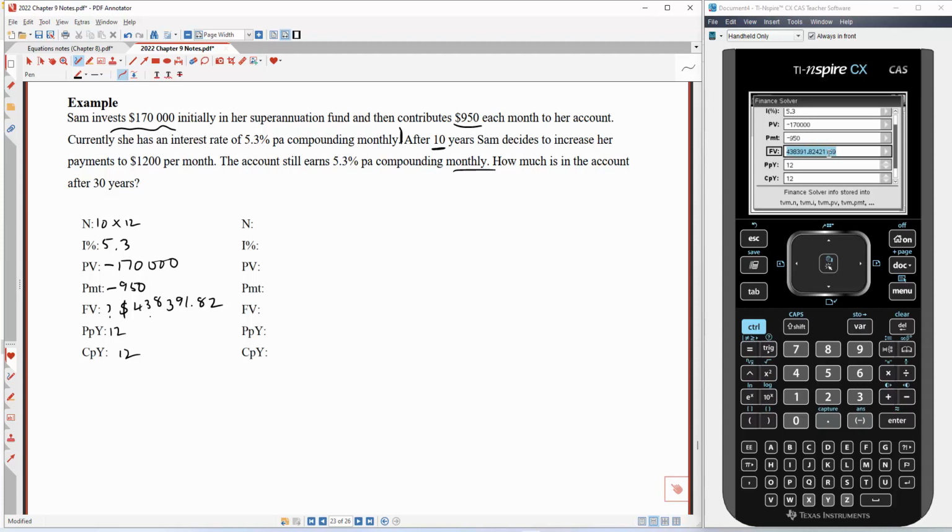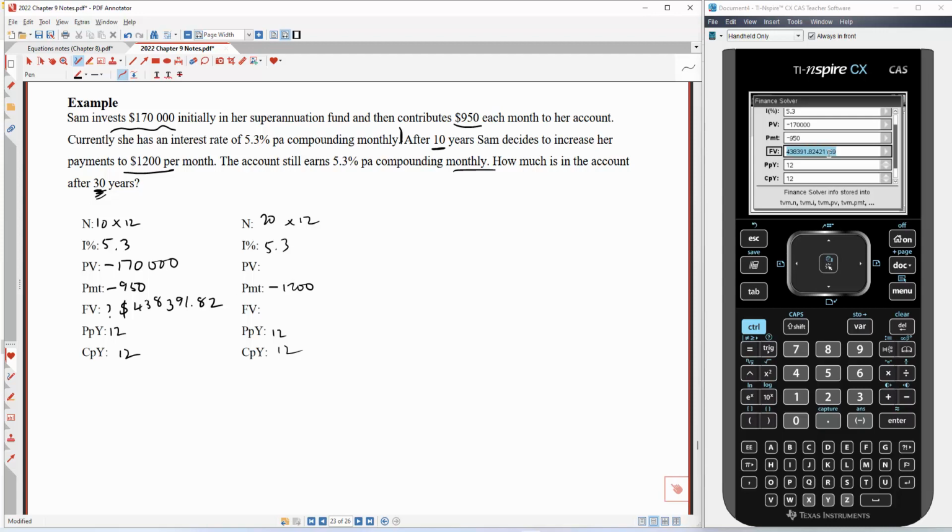Okay. All right, so let's now, and that would mean, see how it's positive? That means that's what the bank would give you after 10 years. So after 10 years, Sam decides to increase her payments to $1,200 a month. Okay, how much is in the account after 30 years? All right, so that means that we've run the normal one for 10 years. That means we've got 20 more years to go at 12 times a year. They said in the question that the interest rate is the same. It's still compounding monthly, so 12 and 12. The payments have gone up to $1,200. So that's an outflow because she's giving that to the bank to invest.